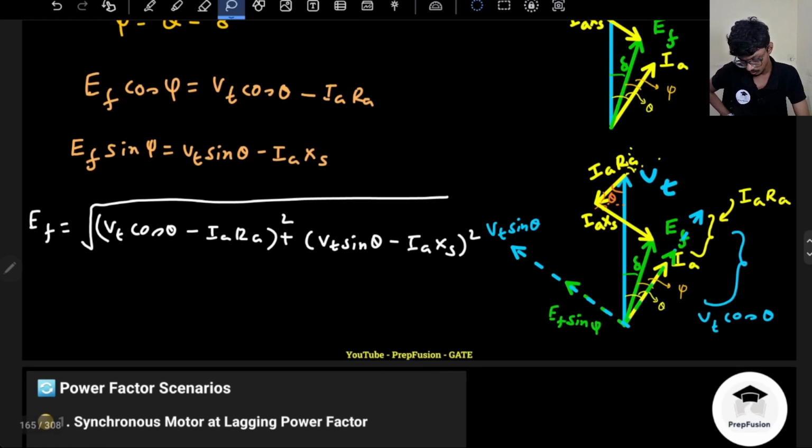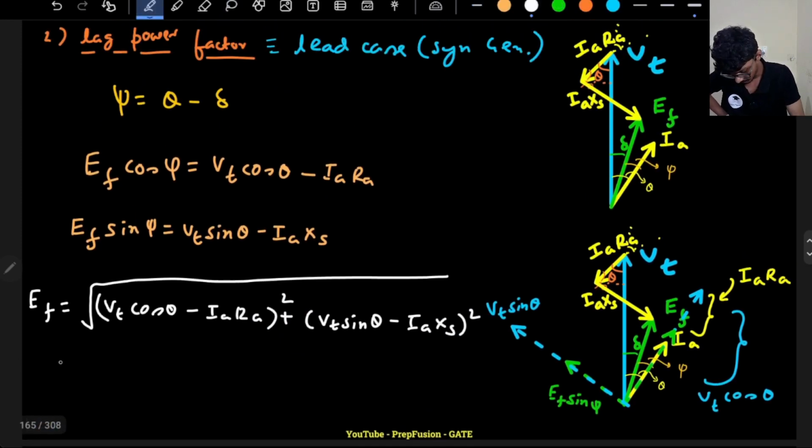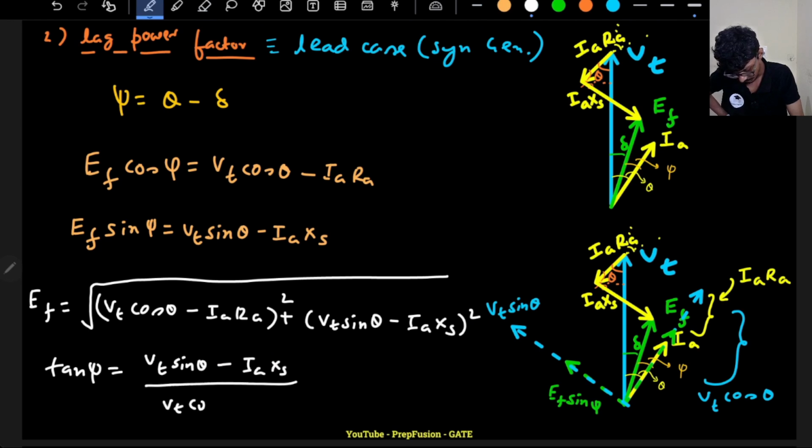Okay, so and what about the angle tan xi? Tan xi will be what? Just the ratio of these two, right? So it will be Vt sin theta minus I_a X_s divided by Vt cos theta minus I_a R_a.